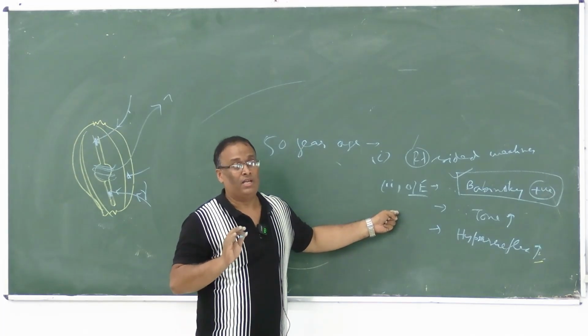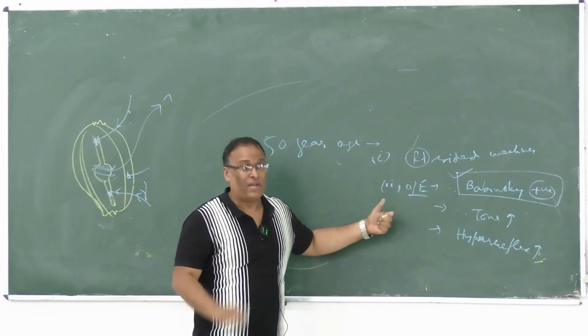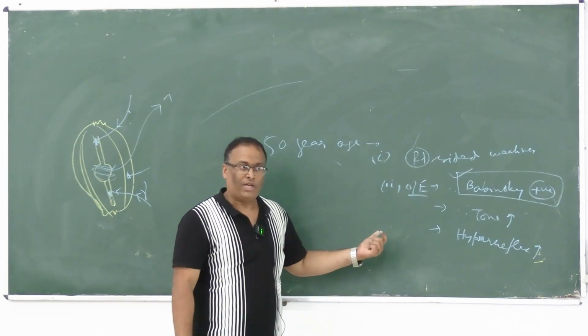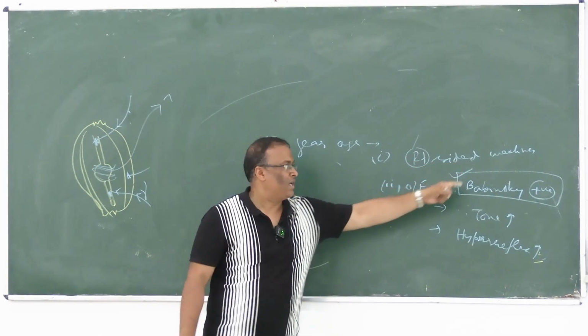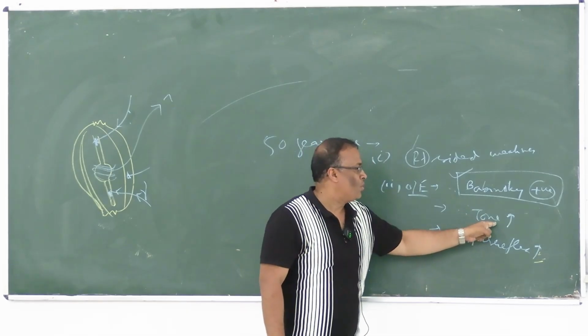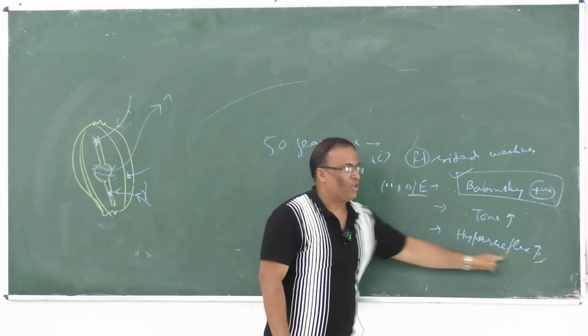Where will be the lesion? In the left side of the brain. That's why right-sided weakness is happening, tone is very high, reflex is very high.